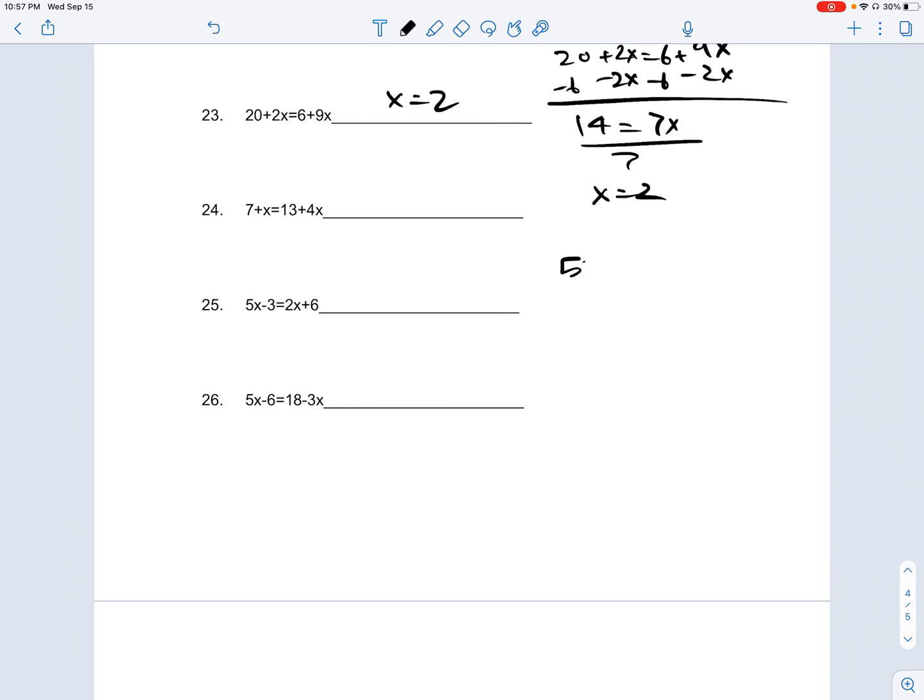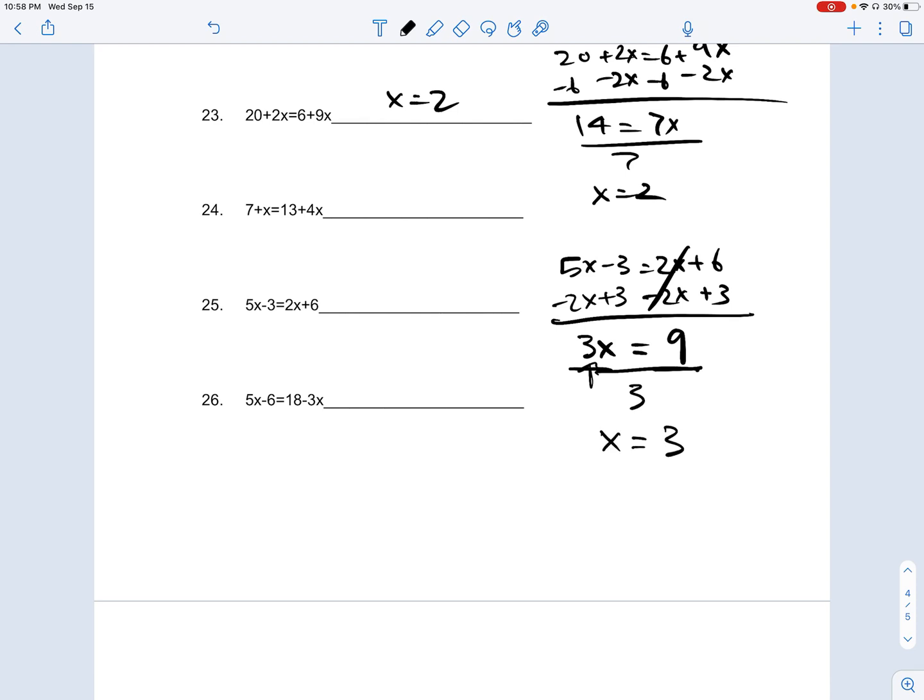Moving on. You have 5x minus 3 is equal to 2x plus 6. You subtract 2x on both sides, and you add 3 on both sides. You can see that 2x minus 2x is 0, leaving you with 9 on one side, and negative 3 plus 3 being 0 as well, giving you only 3x on the other side. Because you have 3x on one side and 9 on the other, you want to get rid of this coefficient of 3. So you just divide by 3 on both sides, and you get x is equal to 3. And that would be the solution to that equation.